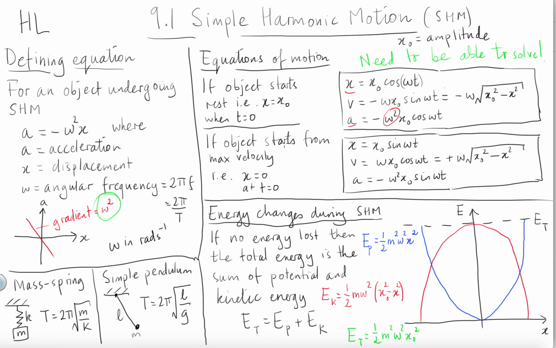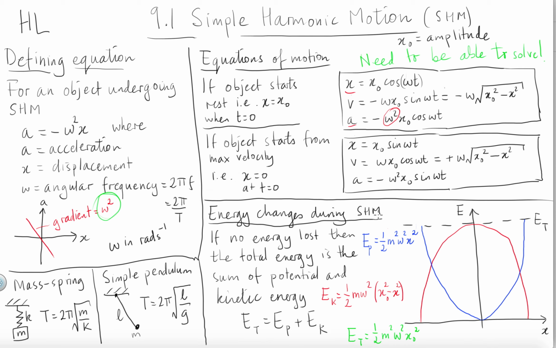However, if the object starts from its maximum velocity, i.e. the displacement is 0 when time is 0, then there is another set of equations which you have to use. x becomes x0 sine omega t, v becomes omega x0 cosine omega t, and the acceleration becomes negative omega squared x0 sine omega t.